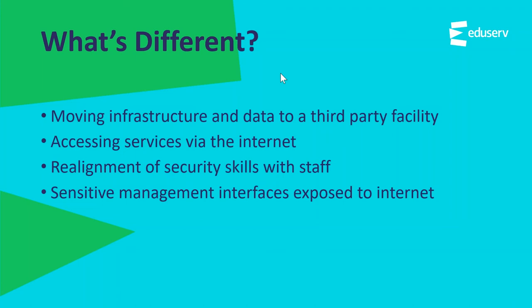A second difference is accessing services via the internet. Now this has various facets to it. If you're looking at a software as a service model, such software as a service is generally presented via the internet. A good example that a lot of people use is Office 365. Office 365 is accessed via the internet, and you have access to your SharePoint sites and your email and so forth over the public internet.